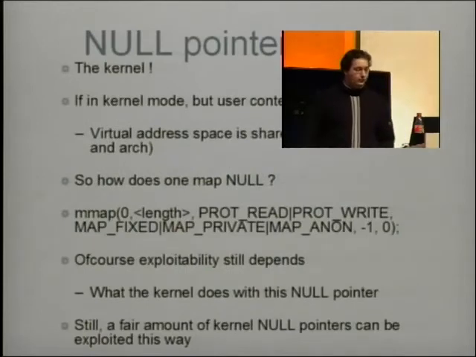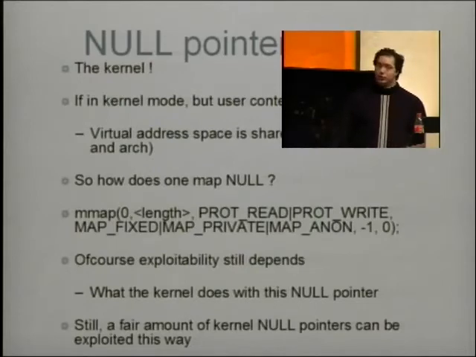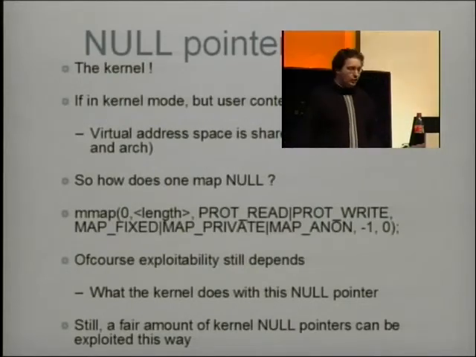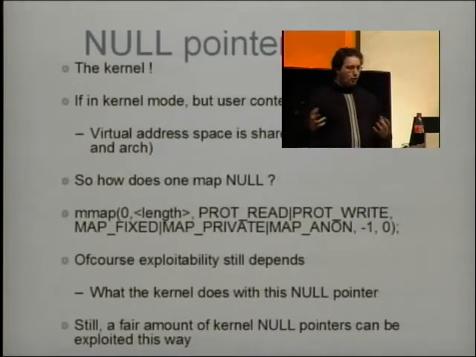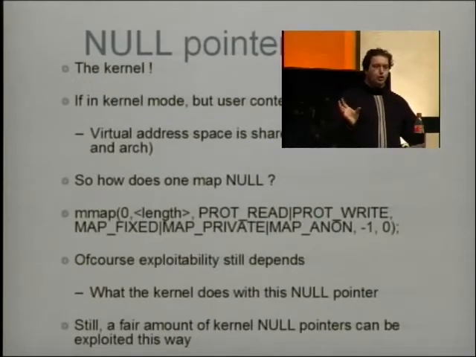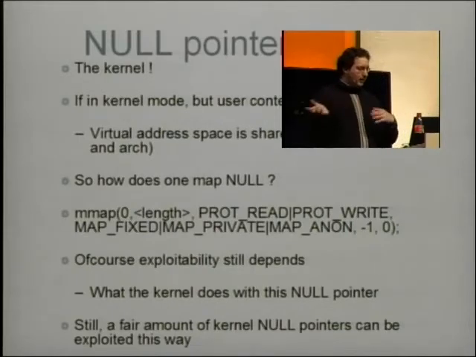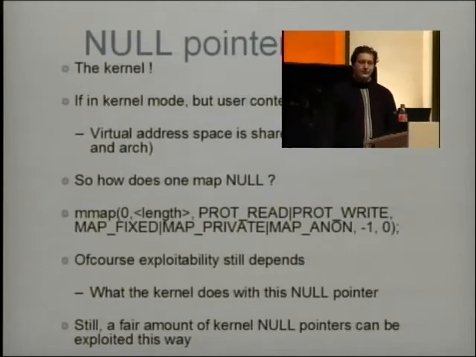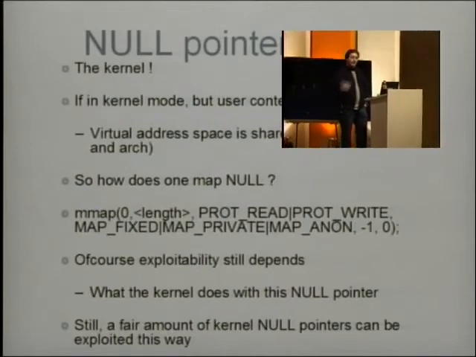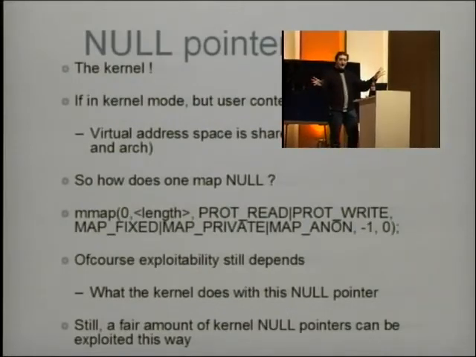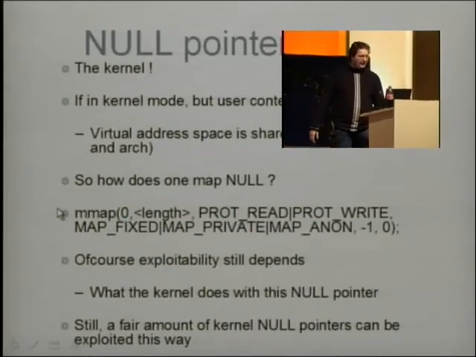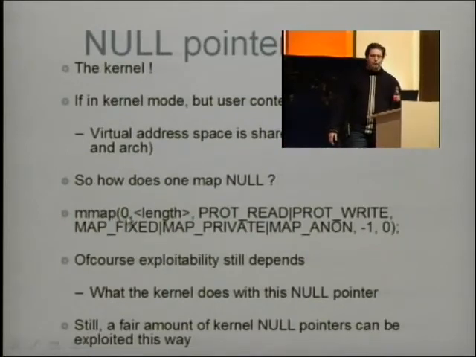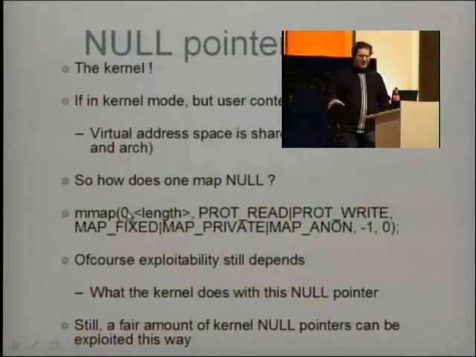So, let's look at the second case of where you could potentially exploit null pointers: the kernel. This is usually where you're in kernel mode but still in user context. Depending on your operating system and your architecture, if you're in kernel mode but user context, your virtual address space is shared. So the kernel can just reference your virtual memory directly without some kind of weird transition. This means that if the kernel has a null pointer, before you trigger it, you could just map it in userland and then trigger it in the kernel, and it will actually use the same null page that you just allocated.